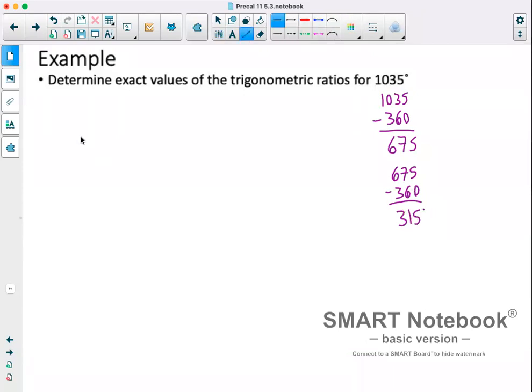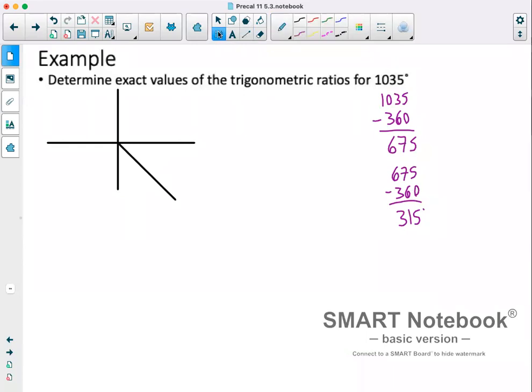So now we can draw out where 315 degrees would be. 315 degrees would be here, which would give us a reference angle of 45 degrees. Now, if you remember your special triangles, that means each of these sides is 1. This side is below the axis, so it's a -1. And our hypotenuse should be the square root of 2.